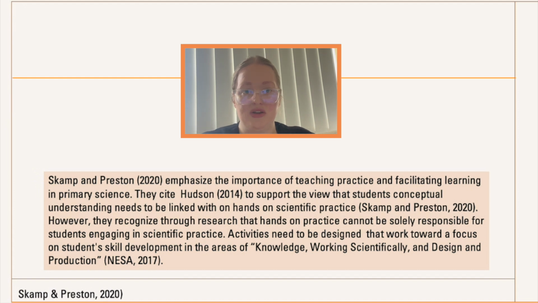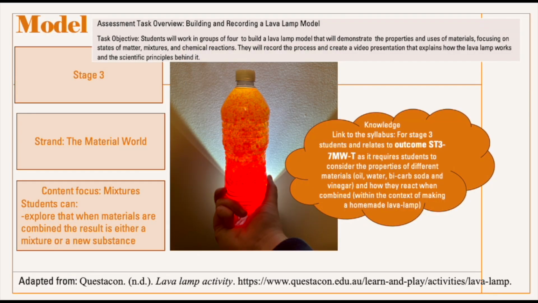in the area of knowledge, working scientifically, and design and production. The proposed assessment tasks students in groups of 4 to build a model of a lava lamp to demonstrate the properties and uses of materials, focusing on states of matter, mixtures, and chemical reactions. Students will record the process using an iPad and create a video presentation that explains how the lava lamp works and the scientific principles behind it. It is developed for Stage 3 students focusing on the material world as it pertains to mixtures.